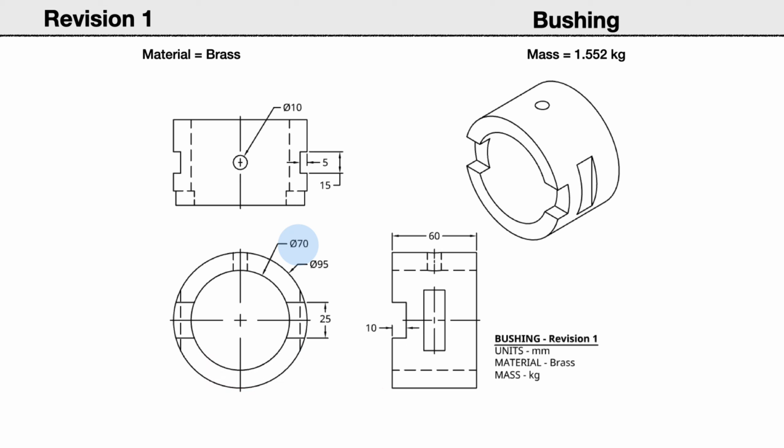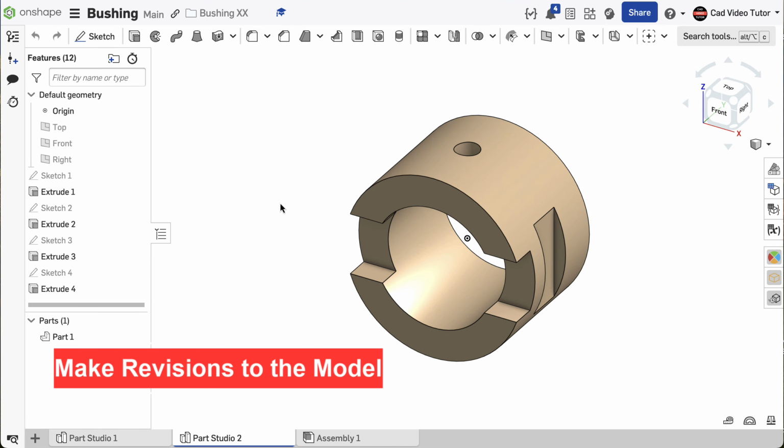First, the inside diameter has been changed from 50 to 70 millimeters. Notice that when the inside diameter changes and the wall thickness remains the same, the outside diameter will be 95 millimeters. Next, the length of the bushing has been increased to 60 millimeters. The part should maintain its vertical symmetry. After making these revisions, the part should now have a mass of 1.552 kilograms. Let's make these revisions to the bushing now.